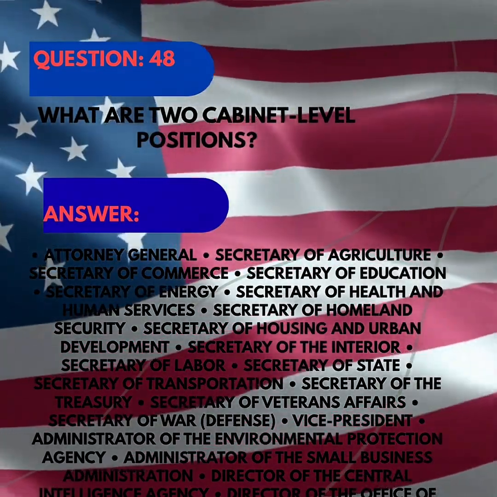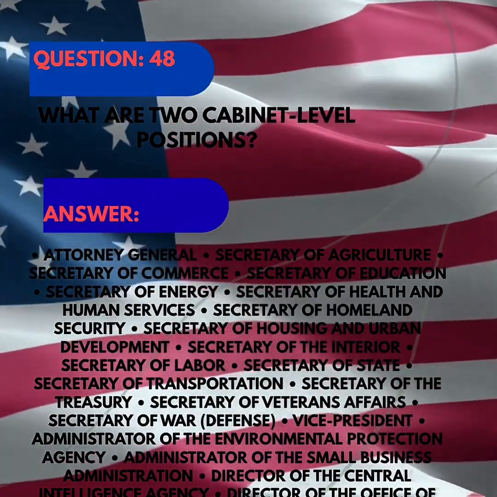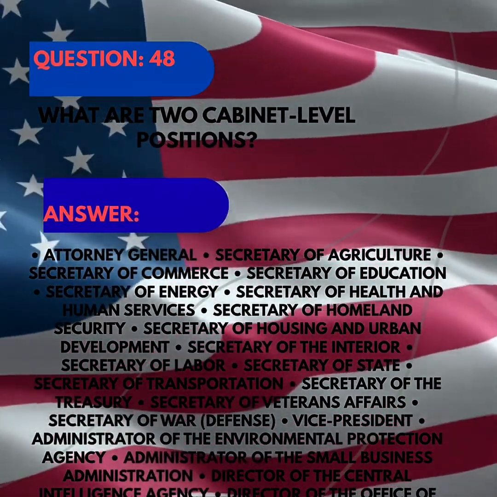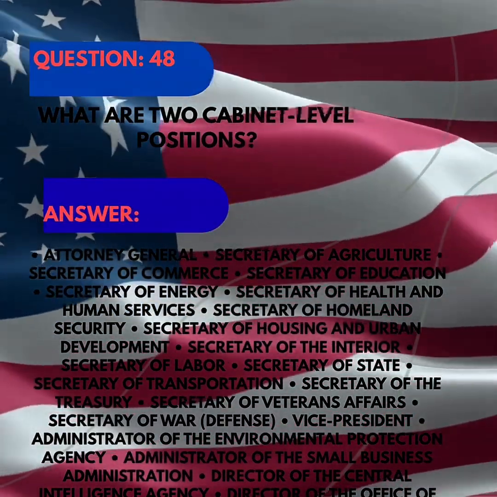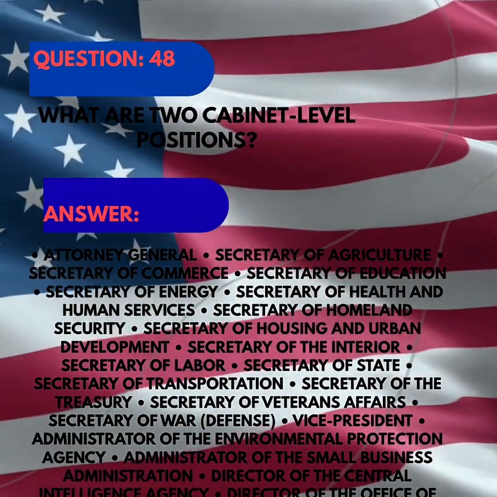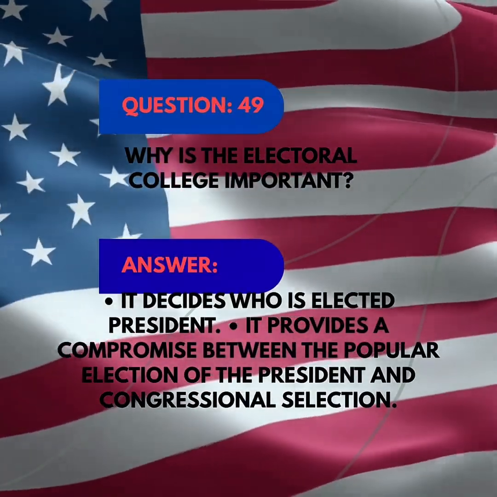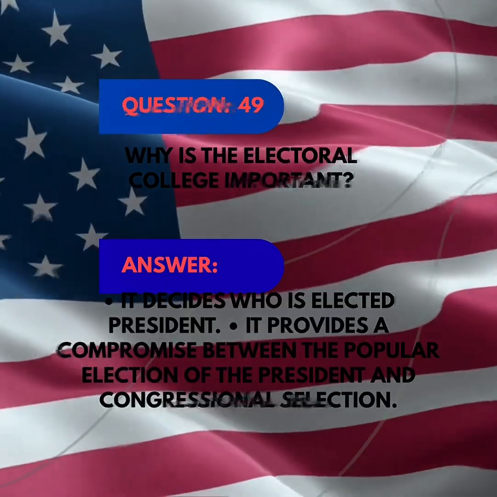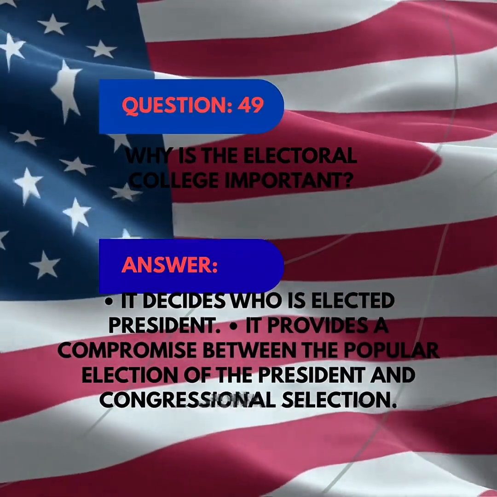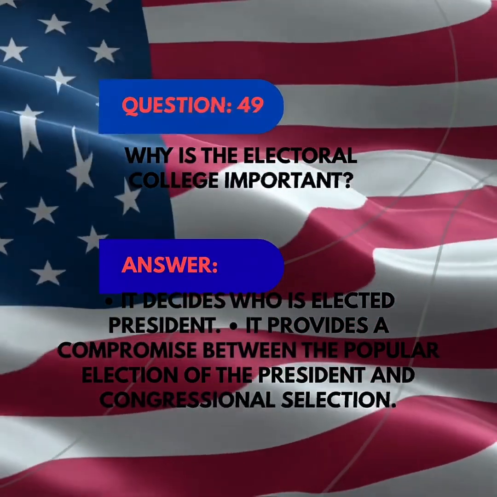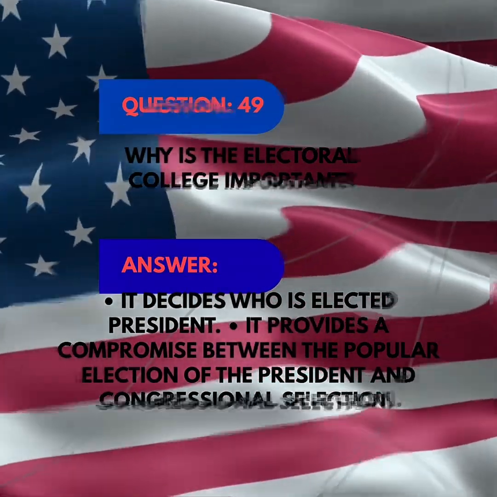Question 48. What are 2 cabinet-level positions? Answer. Examples include the Attorney General and the Secretary of State. Other positions include the Secretary of Education, Secretary of Defense, and Vice President. Question 49. Why is the Electoral College important? Answer. It decides who is elected president and provides a compromise between the popular vote and congressional selection.